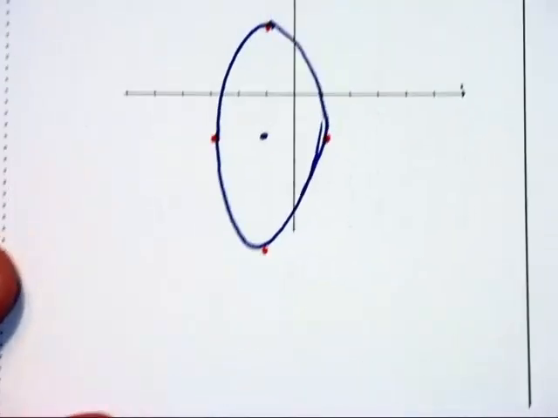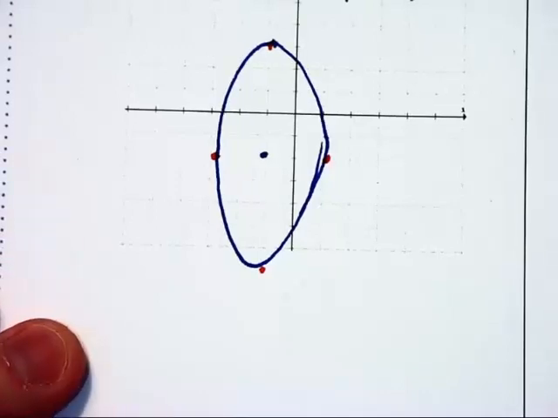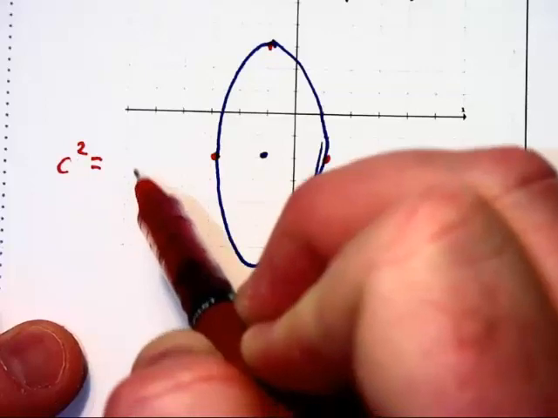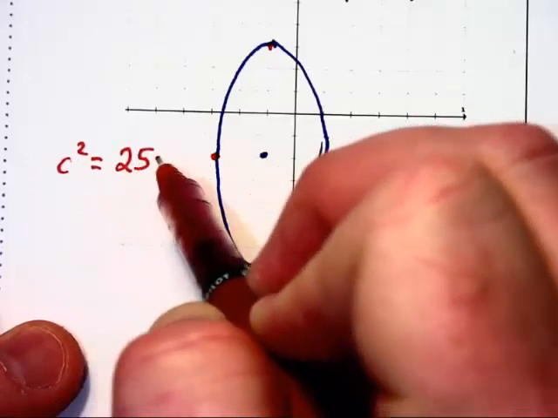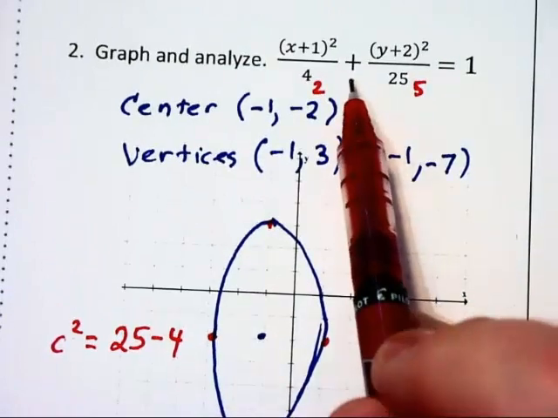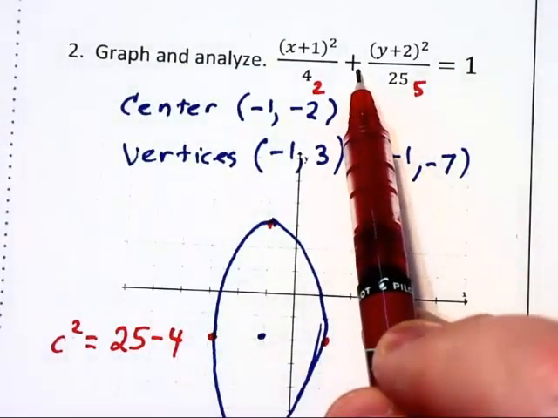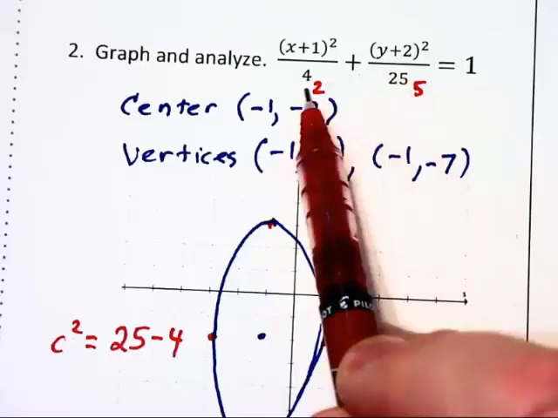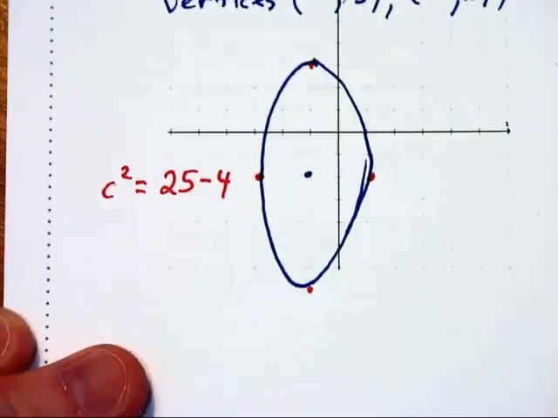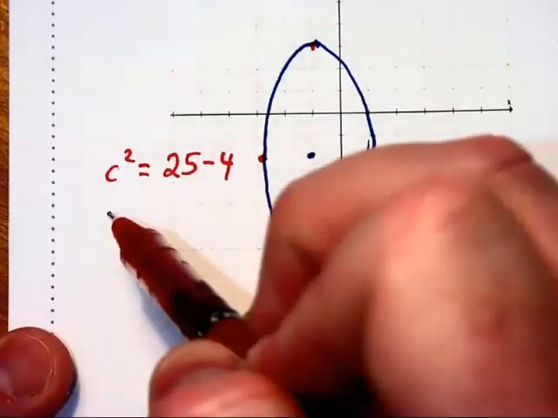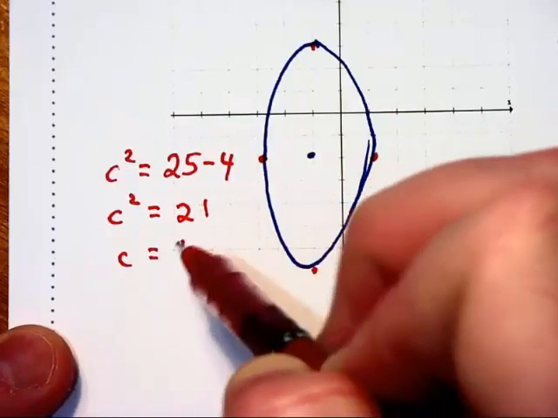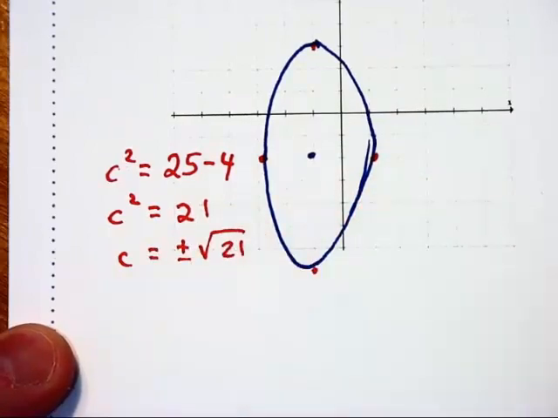To find the foci themselves, we need to calculate c squared equals a squared minus b squared, which will be 25 minus 4 for this problem. Since there is an addition sign between the two fractions in the original problem, we want to do a subtraction problem of the two denominators here. Remember that a squared is the larger denominator. C squared here is going to equal 21, and c will be plus or minus the square root of 21.